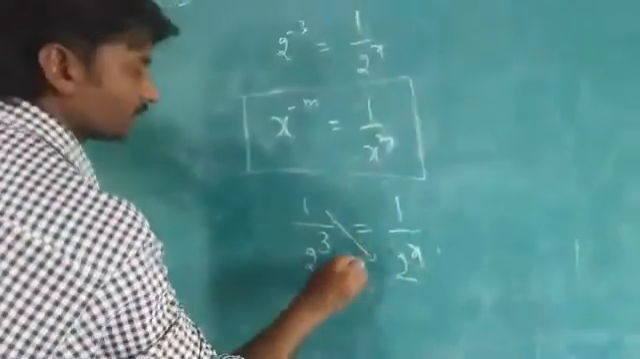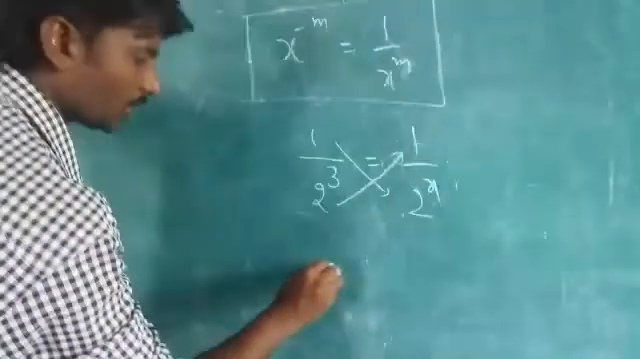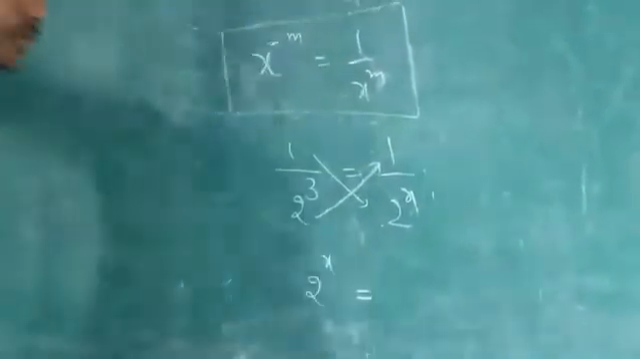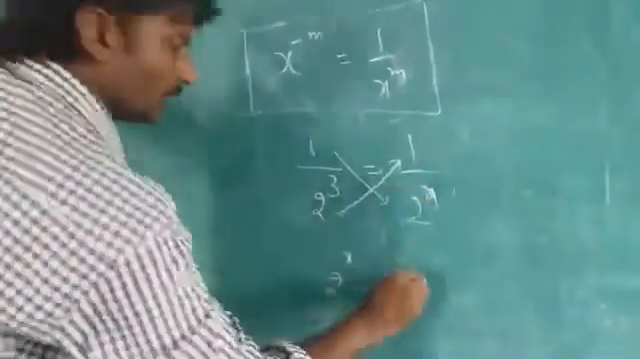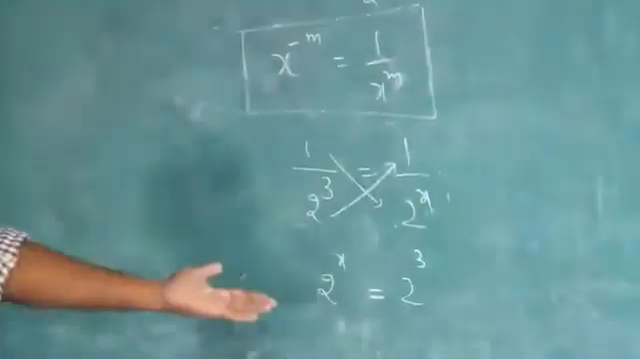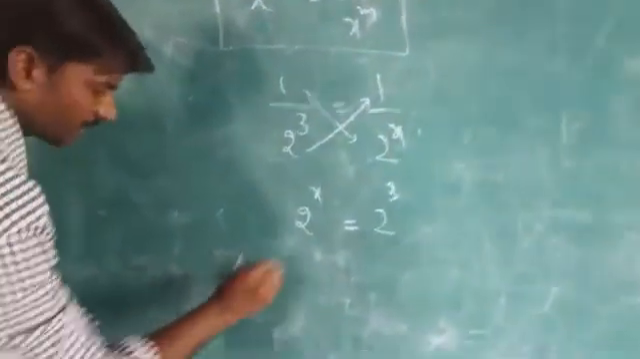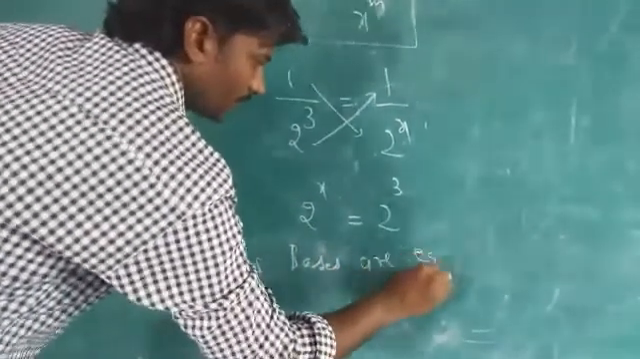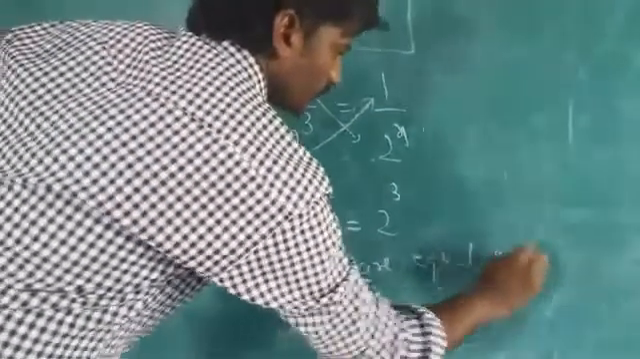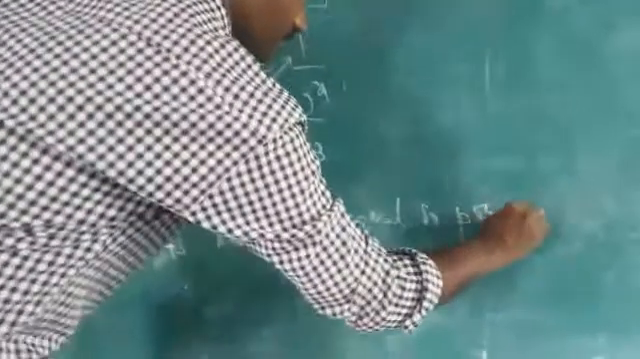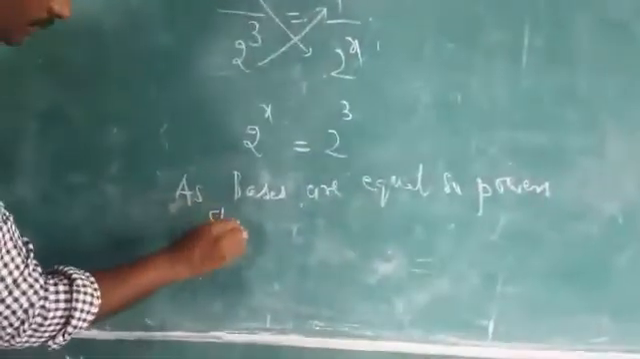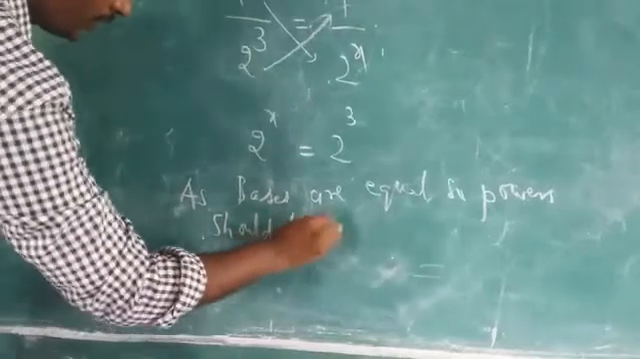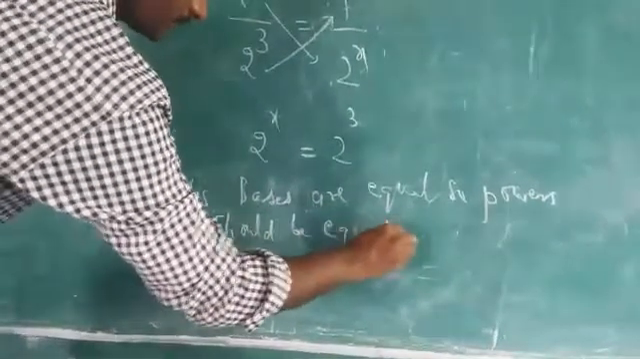Cross multiply children. 1 into 2 to the power of x, that is 2 to the power of x only, no change in the answer. 2 cube into 1, that is 2 cube. Now just now I said to children, as bases are equal, powers should be equated, or else one more formula is there. I would like to explain this one.